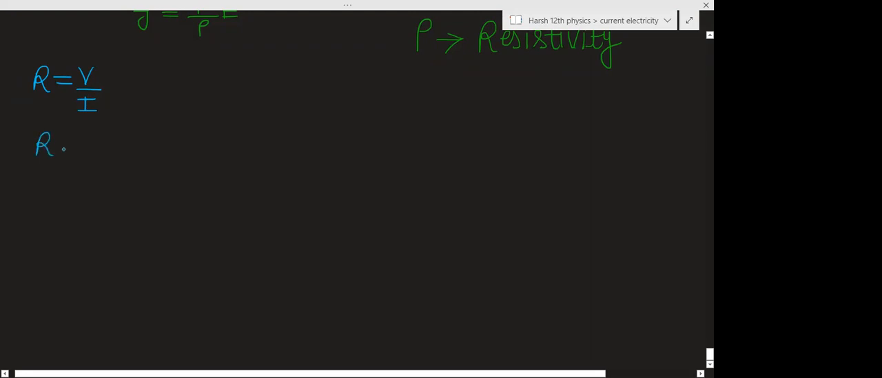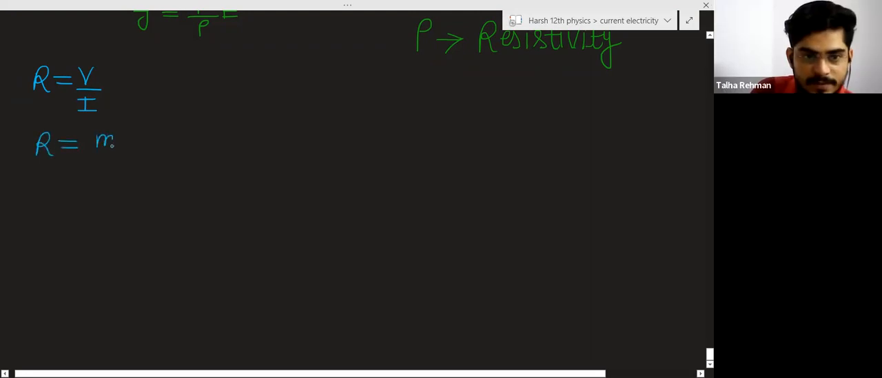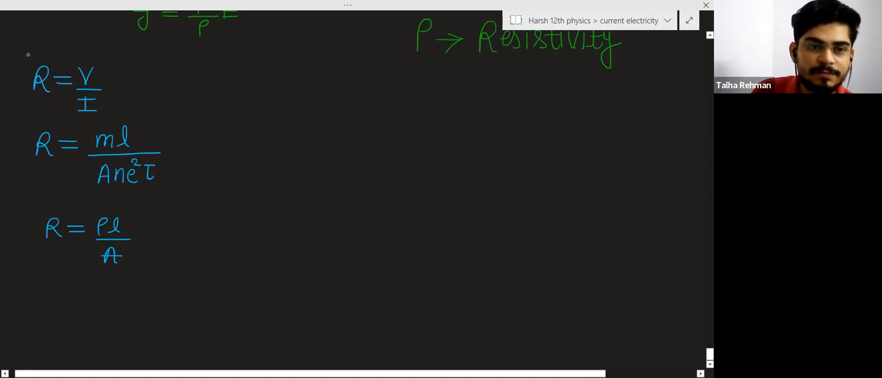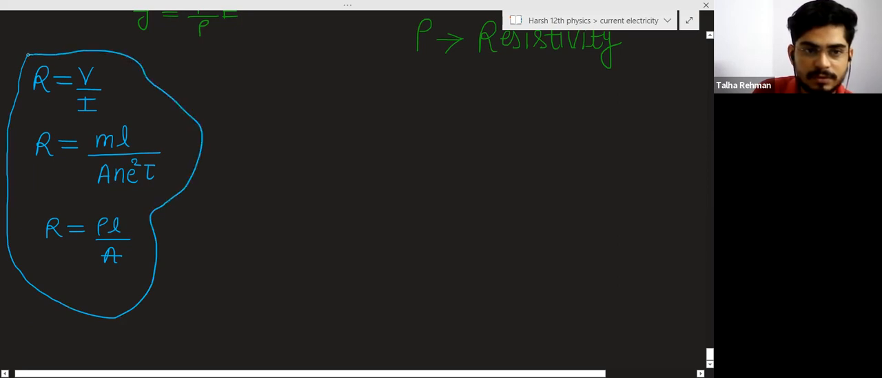Resistance can also be written as m l divided by A n e square tau. And resistance can also be written as rho L divided by A. So we have the formulas of resistance. These are the formulas. And rho is m upon n e square tau.